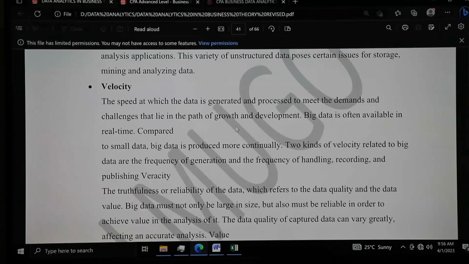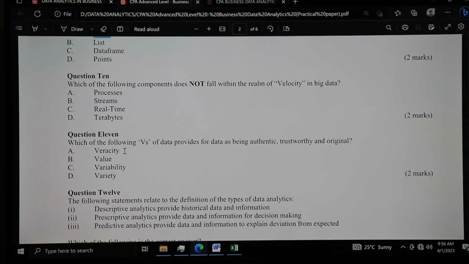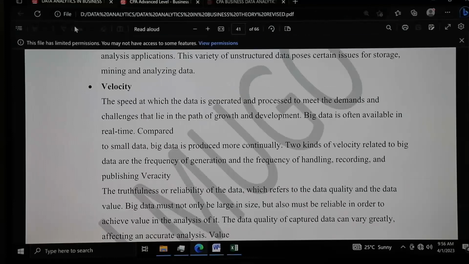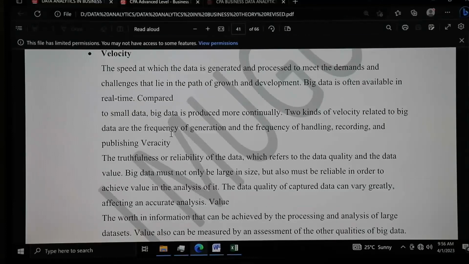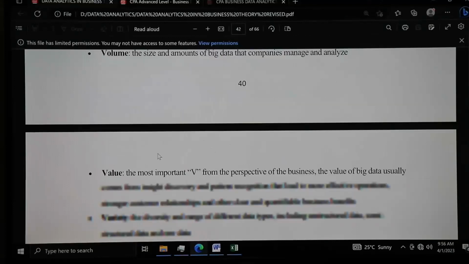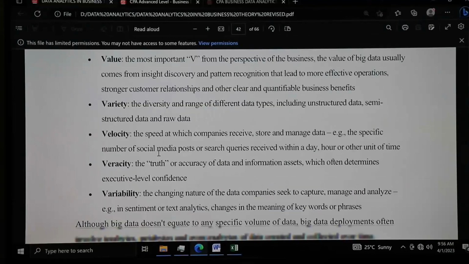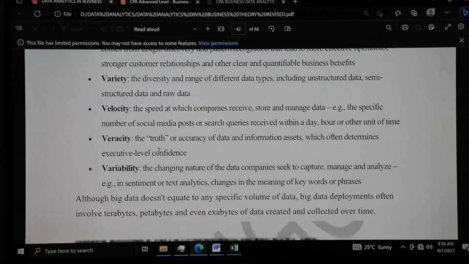So we check the next question. The question was asking to provide the right V that shows the data is authentic, trustworthy, and original. And if you check all these V's of data, you'll find each one of them actually explains something. And I hope you went through all of them.